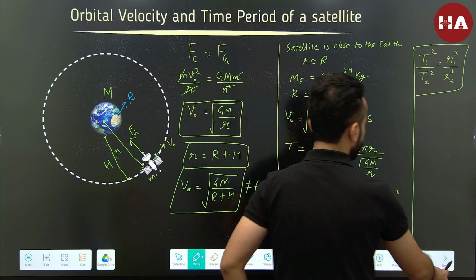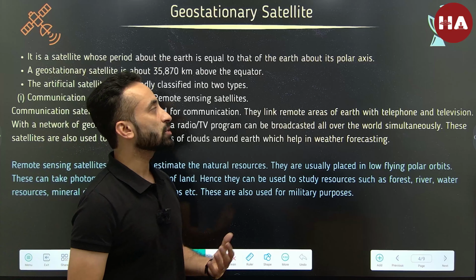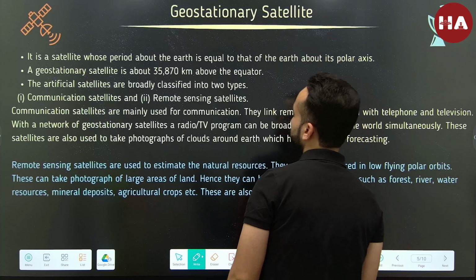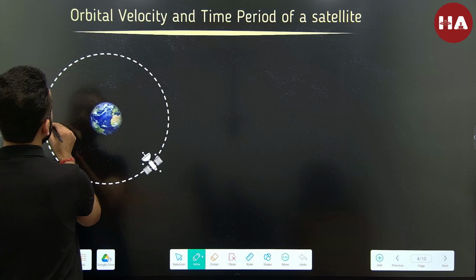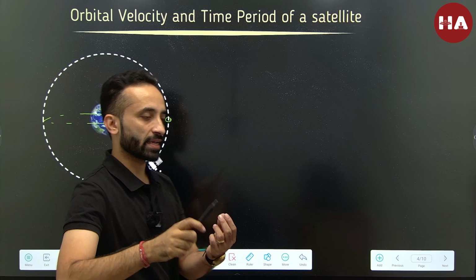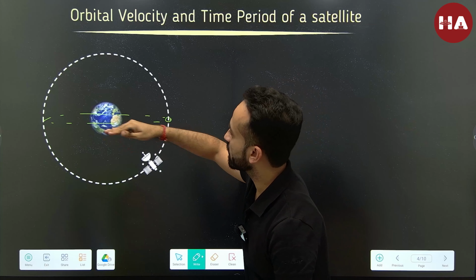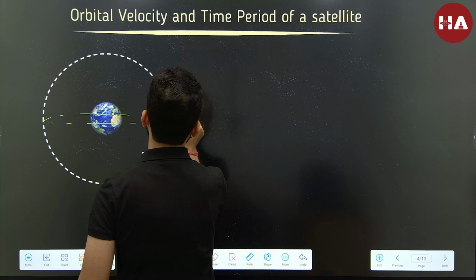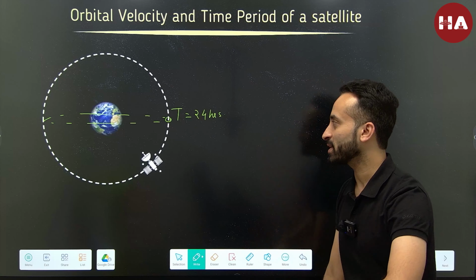Alright, the next thing that we should talk about is a certain special kind of satellite, let's say the geostationary satellite. Let's say I have this arrangement, and let's say there is a satellite like this. What do you reckon? It is in an orbit which lies in the equatorial plane. Imagine this as a satellite and imagine the time period of this satellite to be 24 hours.